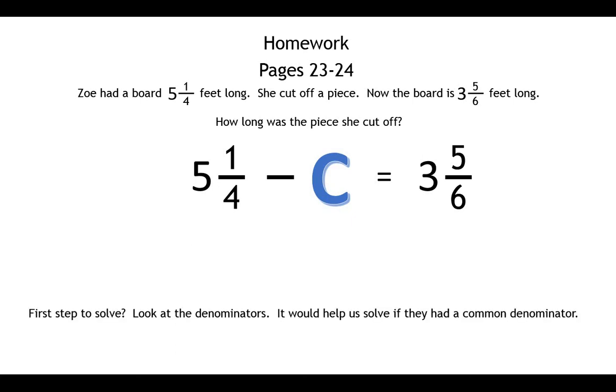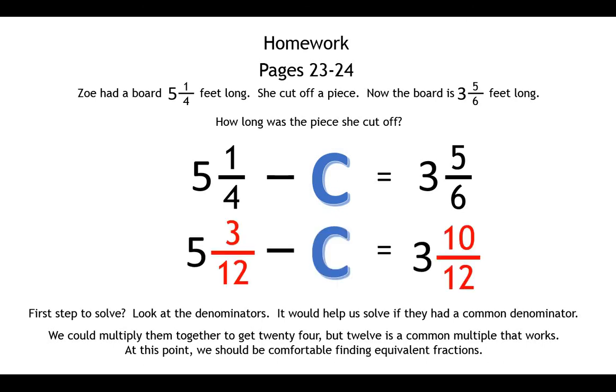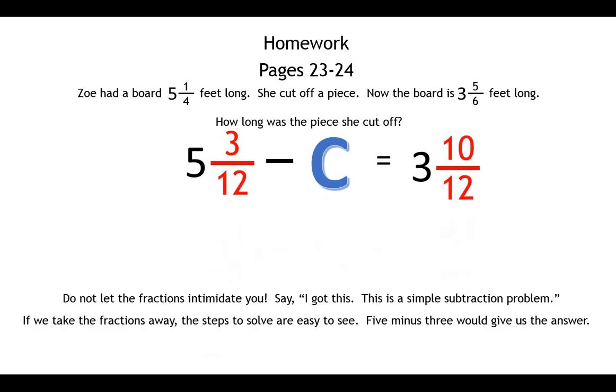First step to solve, look at the denominators. It would help us solve if they had a common denominator. At this point, we should be comfortable finding equivalent fractions. Do not let the fractions intimidate you. Say, I got this. This is a simple subtraction problem. If we take the fractions away, the steps to solve are easy to see. 5 minus 3 would give us the answer.